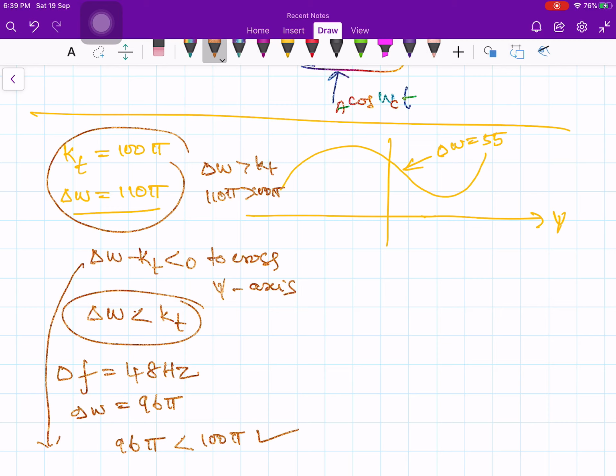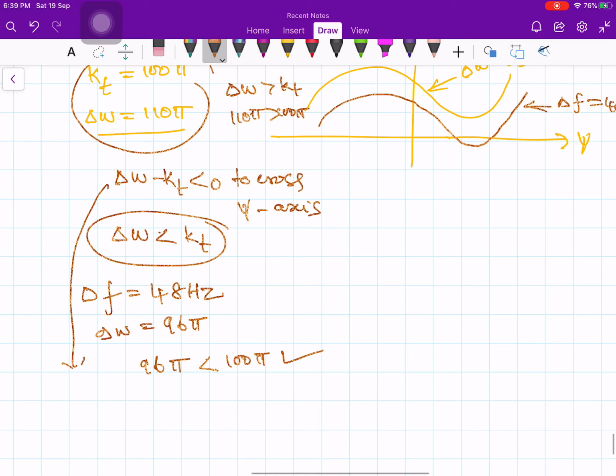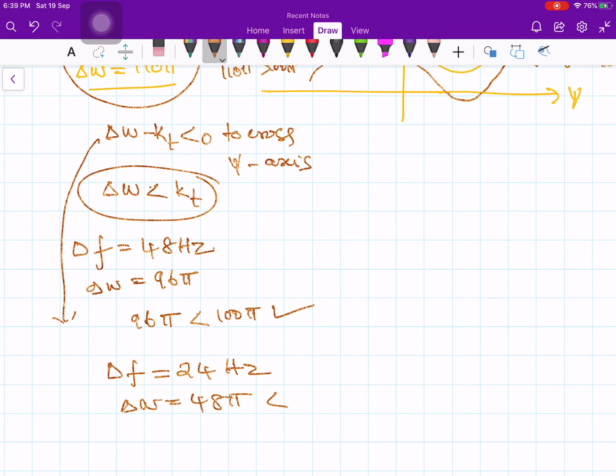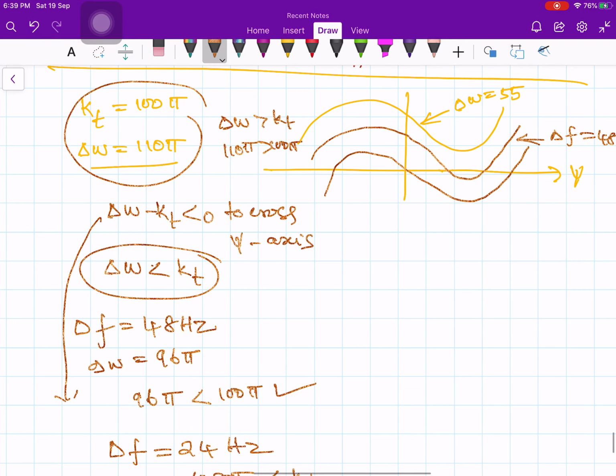Therefore your plot will look like this. It crosses the x axis. So this is delta f is equal to 48 hertz. Right. Now let me take delta f is equal to 24 hertz. So in this case, delta omega is equal to 48 pi. Again this 48 pi is less than your kt. So again my plot crosses like this. So this will be delta f is equal to 24. Then you can put one more plot also like this. Maybe this is delta f is equal to 12.